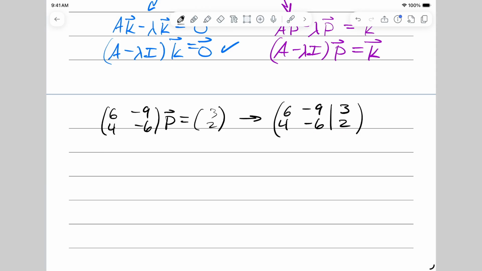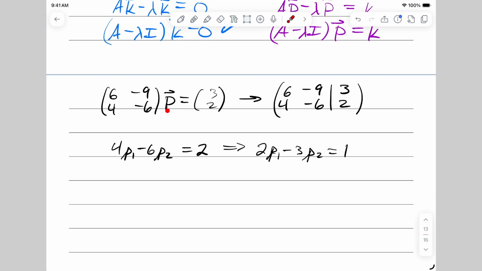You may notice that these both boil down to 4p1 − 6p2 = 2. And here p1 and p2 are the entries in the column vector p. Well, that means that 2p1 − 3p2 = 1. Any values p1 and p2 that satisfy this relationship will give us a valid vector p.